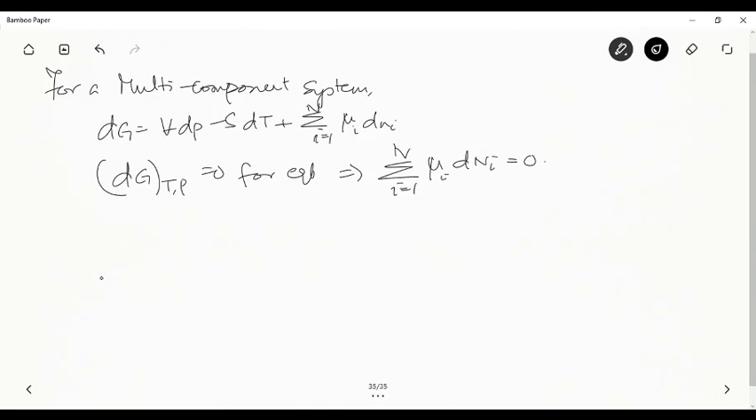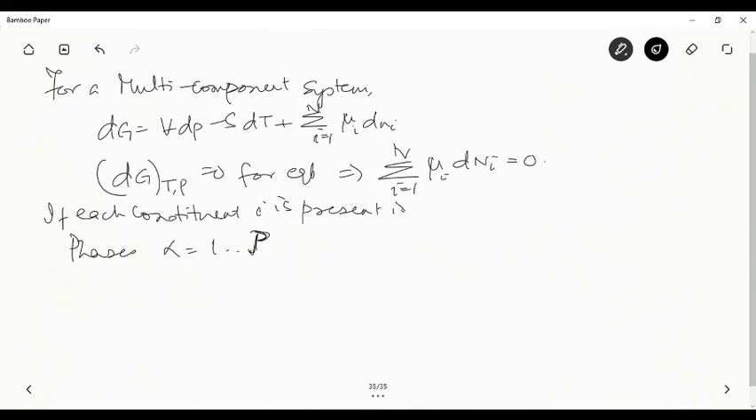Now in a multi-component system, if each of these constituents is in different phases, so multiple phases are present, let us say phases alpha equal to 1 to P, where P is the number of phases. So if each constituent i is present in P phases, alpha equal to 1 to P, then this can be written in the form.